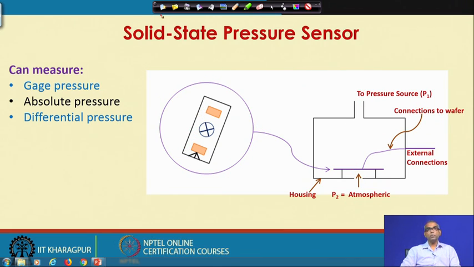So, it is a very simple arrangement and very useful in the measurement of pressures in the range of 0 to 100 kilopascals. The main advantage is it gives you an electrical output, simple in functioning, and you can grow the strain gauge as well as the electric signal conditioning circuits all on the diaphragm or silicon wafer itself.